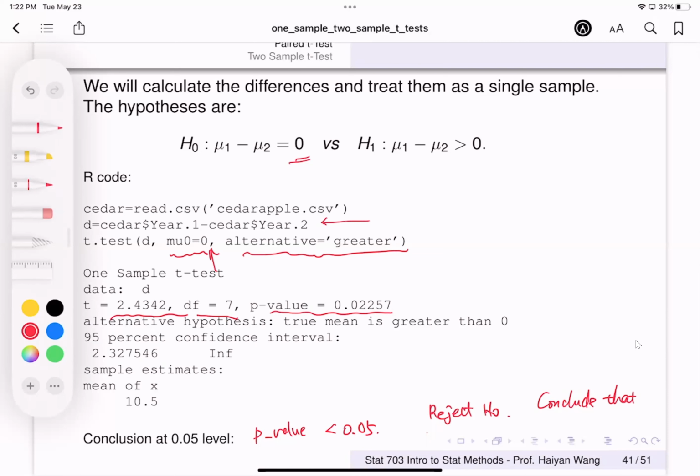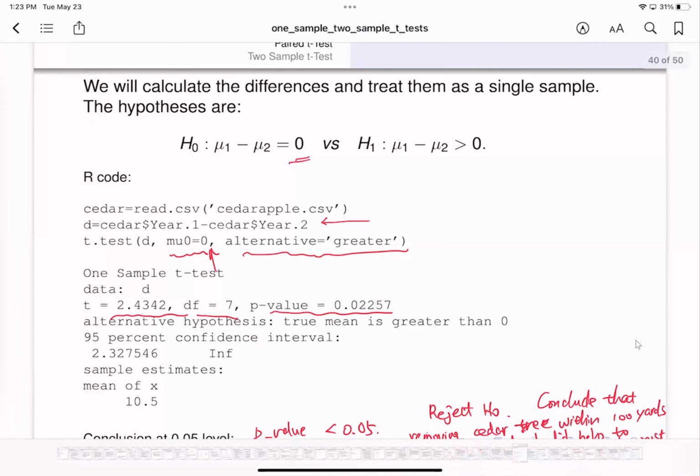So we conclude that removing cedar trees within 100 yards of the orchard did help to reduce rust, reduce the cedar rust. Okay, so that's for this example.